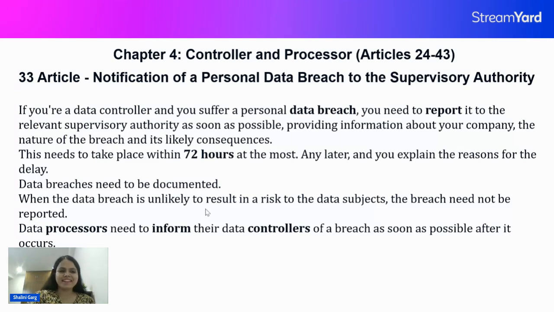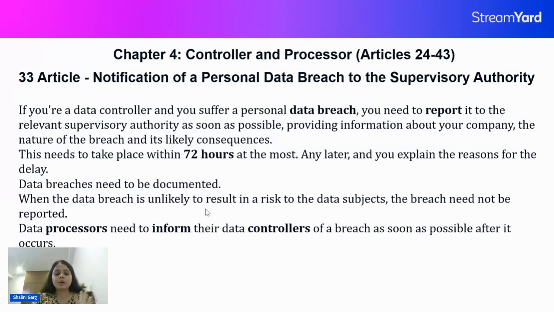It keeps you hydrated. Anyway, we are moving towards Article 33, which is notification of a personal data breach to the supervisory authority. Whenever any breach happens, the controller has to notify the supervisory authority without undue delay. The timeline provided is that from the moment the controller becomes aware of the data breach, he has to notify the supervisory authority within 72 hours of becoming aware.